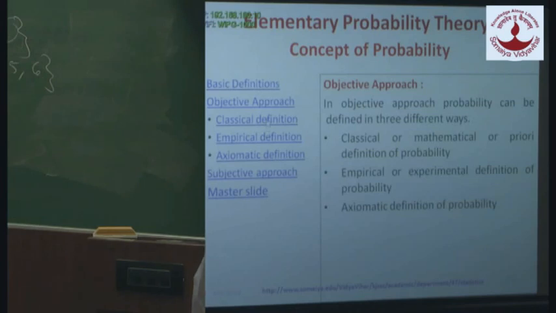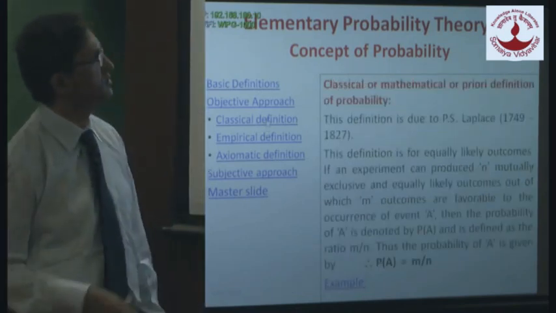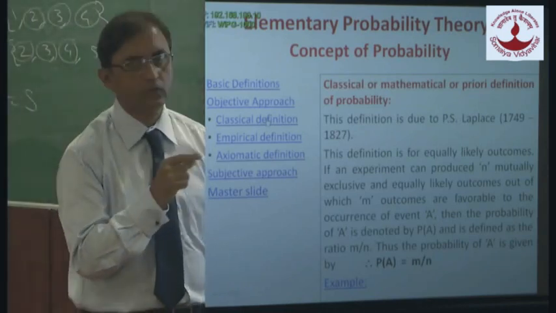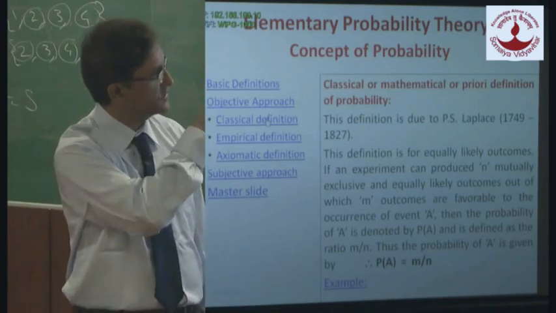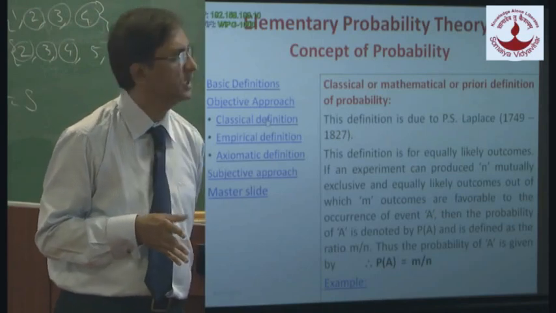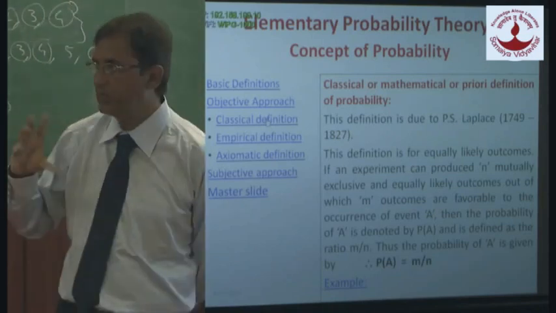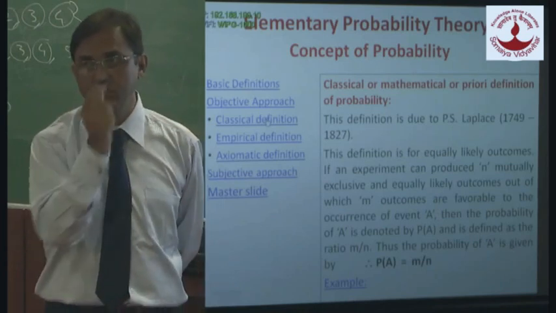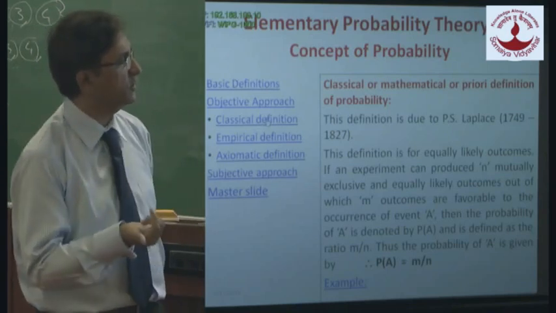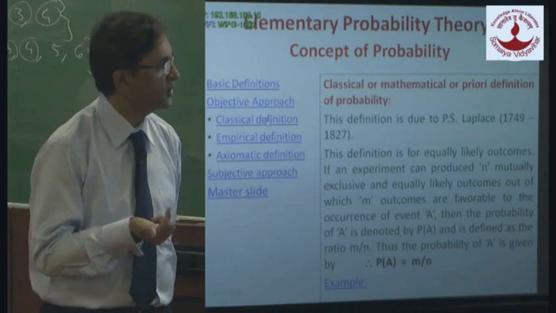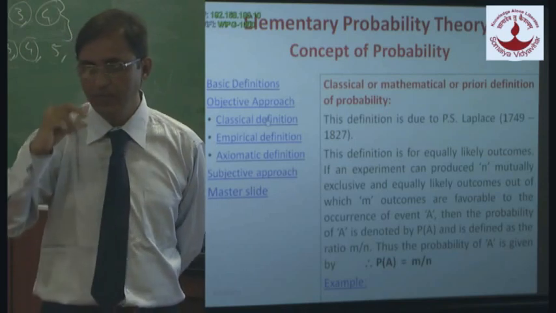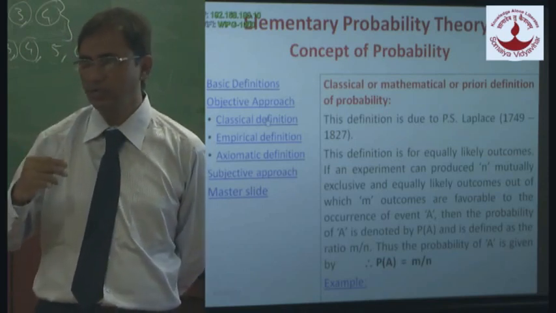So define the classical definition first. This definition was given by Laplace, and the most important thing is this is applicable only when the outcomes are equally likely. So the definition is somewhat like this: if an experiment can produce n mutually exclusive and equally likely outcomes, I hope you remember what I mean by equally likely, that is a very important thing in this case, out of which m outcomes are favorable to the occurrence of the event A, then the probability of A is denoted by P(A), and it is the ratio m upon n. Number of favorable cases divided by total number of exhaustive cases.